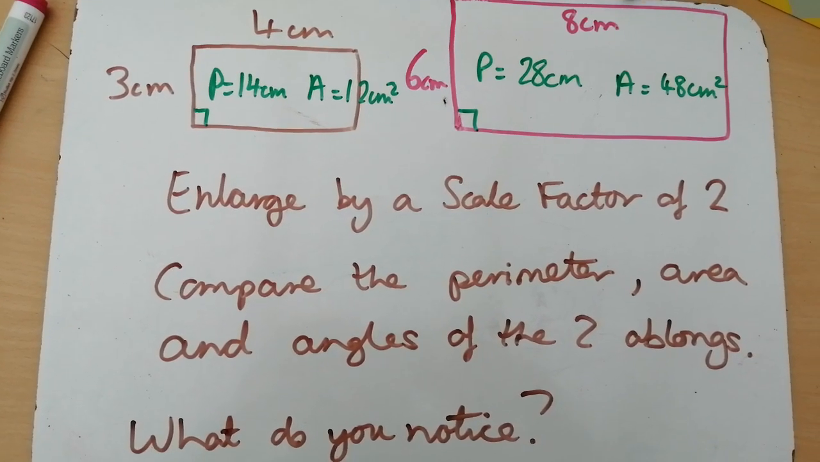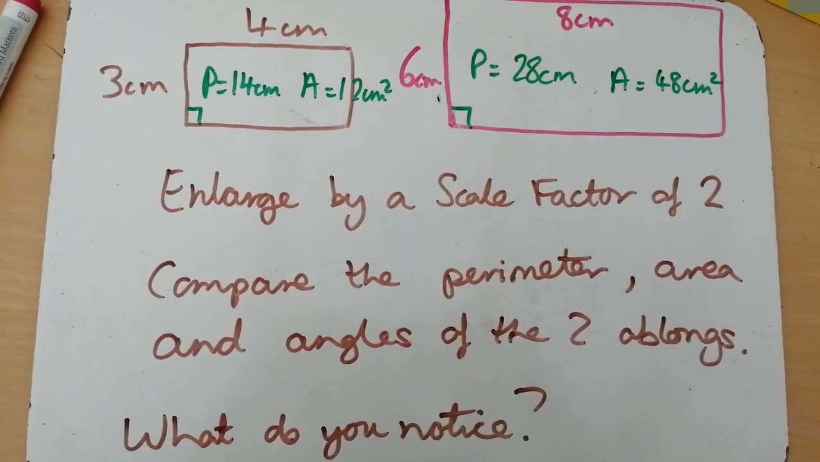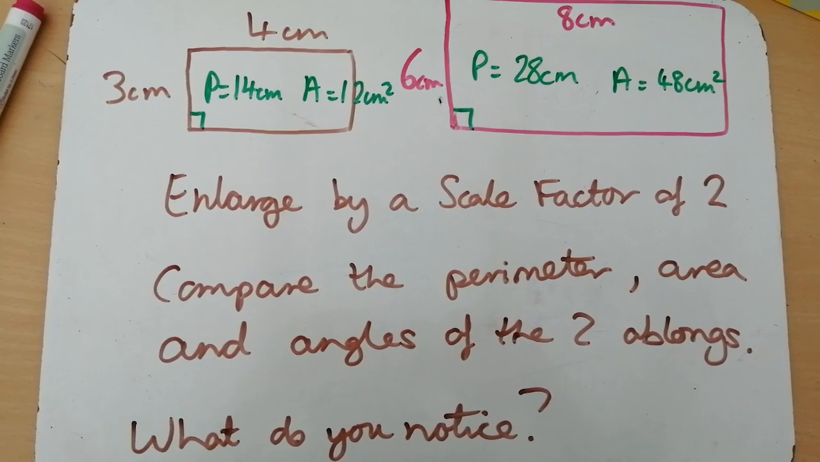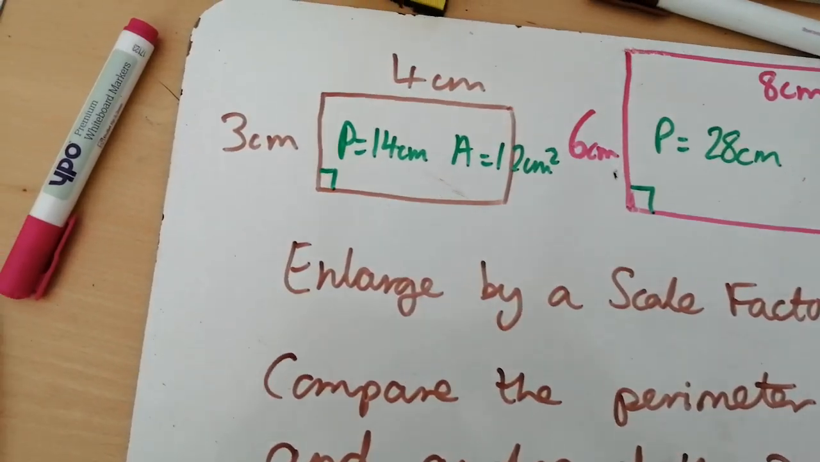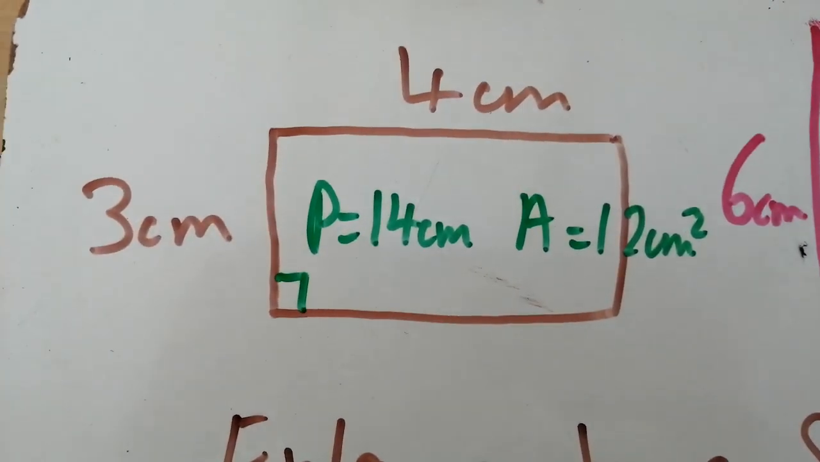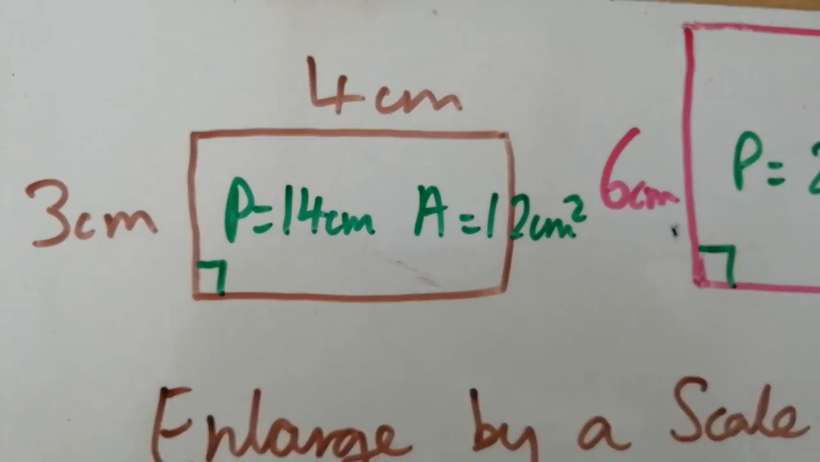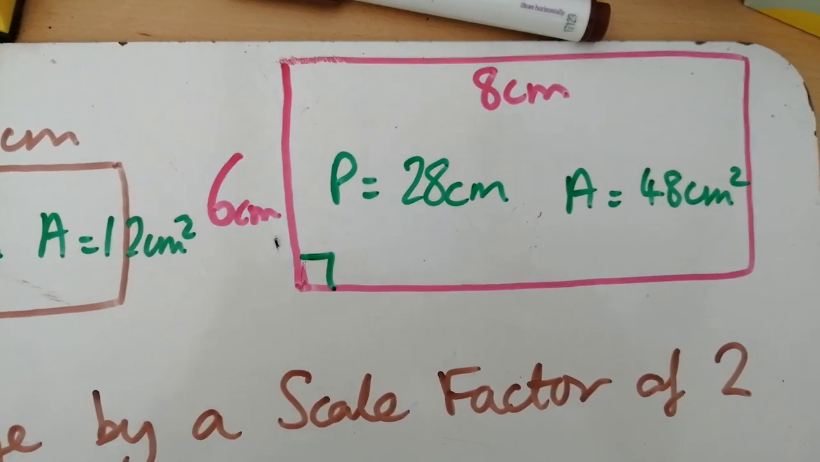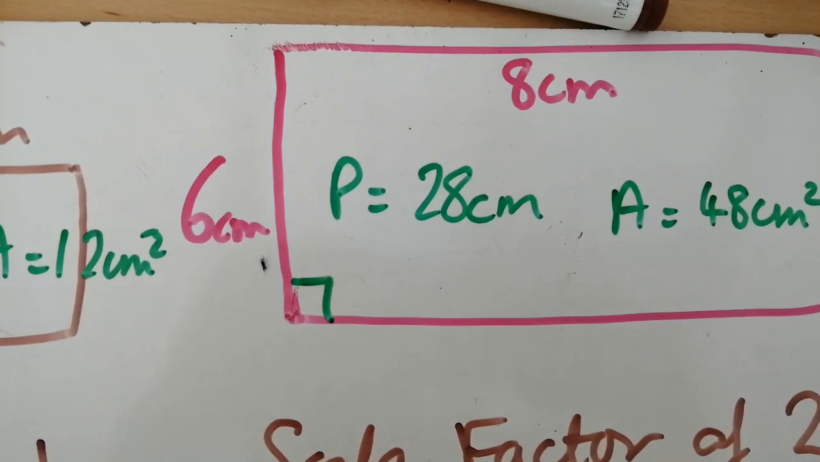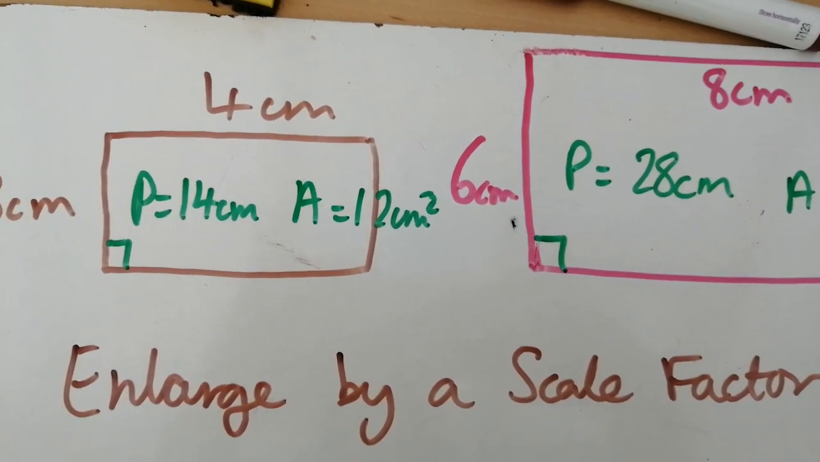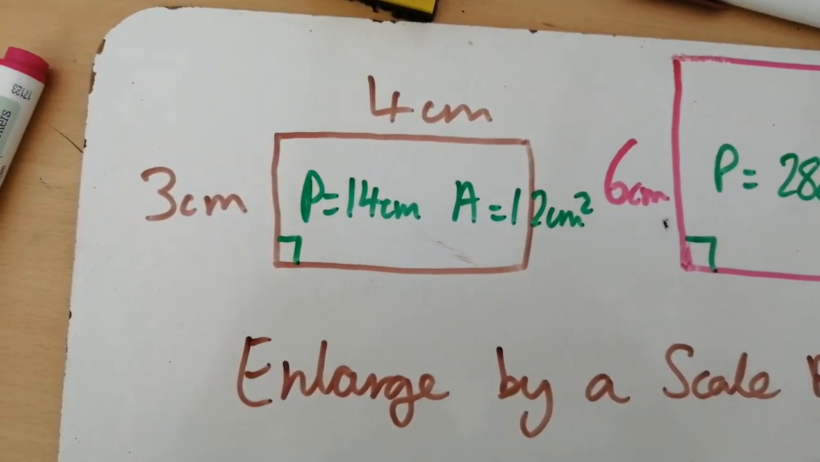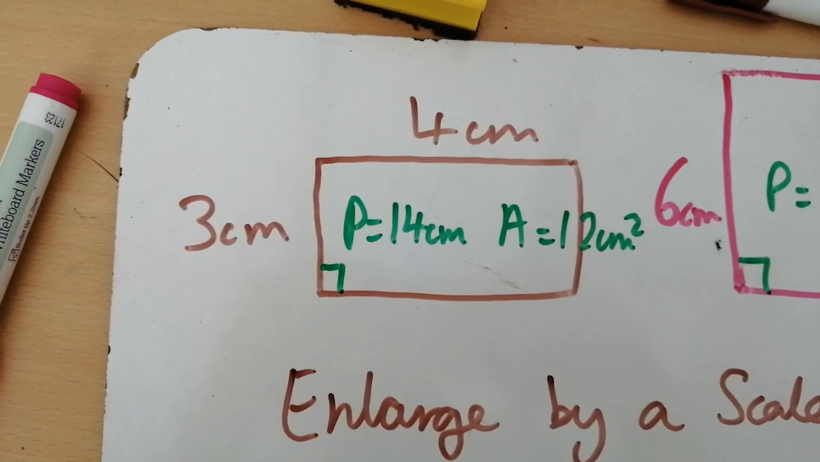You should notice that the perimeter has doubled. So the perimeter of the first shape was 14 centimetres, P equals 14. And in the second shape that you've enlarged by a scale factor of 2 is 28. 28 is double 14.